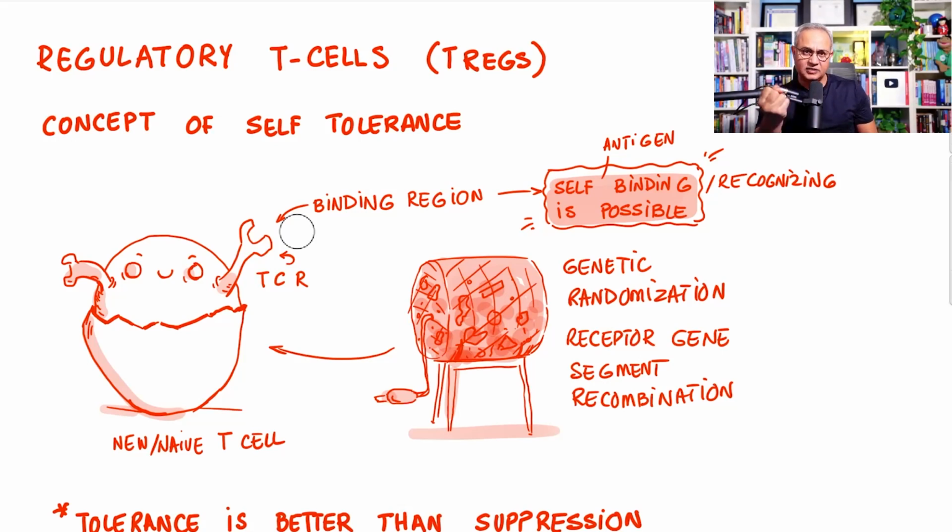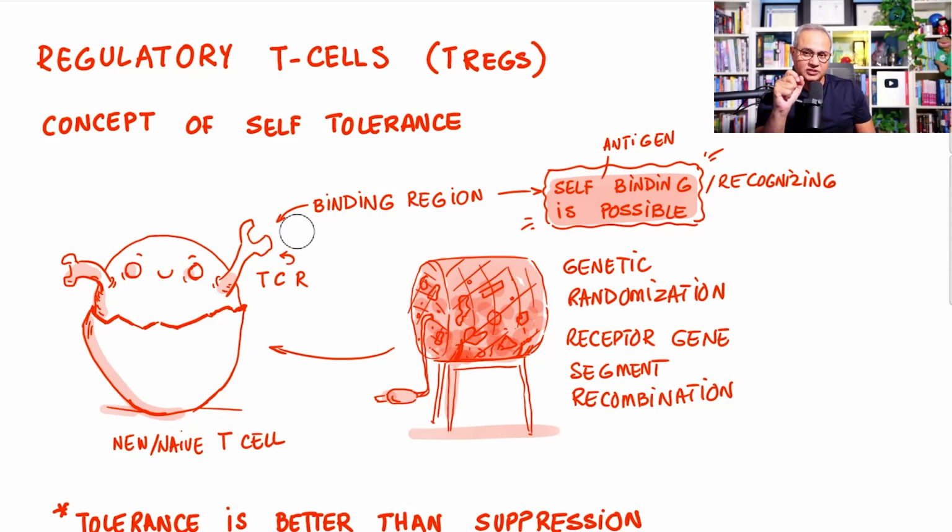Now our hands are very diverse in their functionality, and they can grab almost everything. But T regulatory cells can only have one shape, like a wrench, or not even a wrench, a key. They can only have one shape, and they can only bind to anything that can fit into that shape.